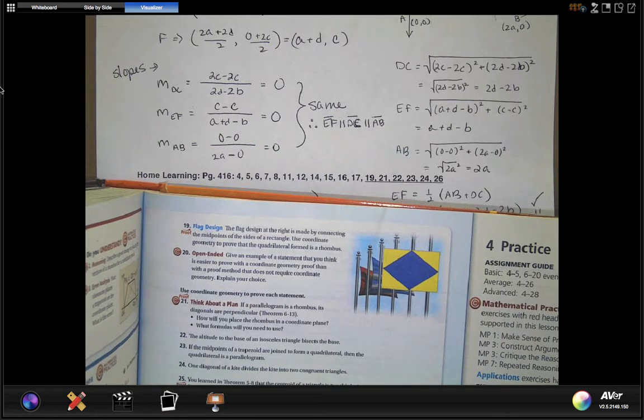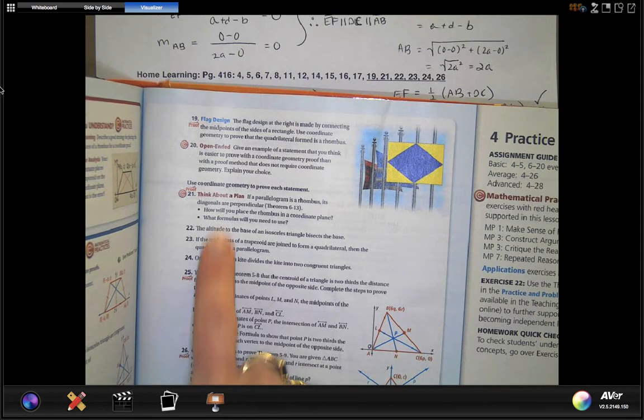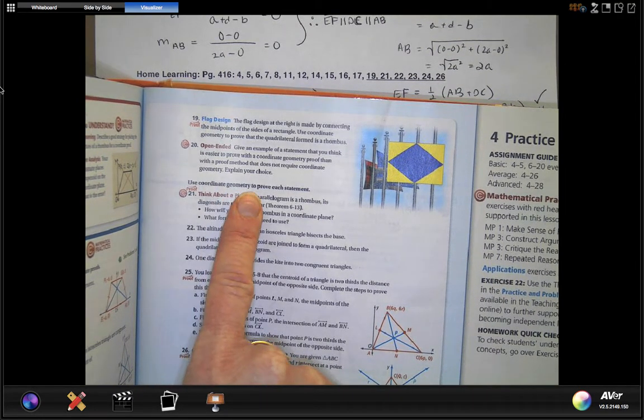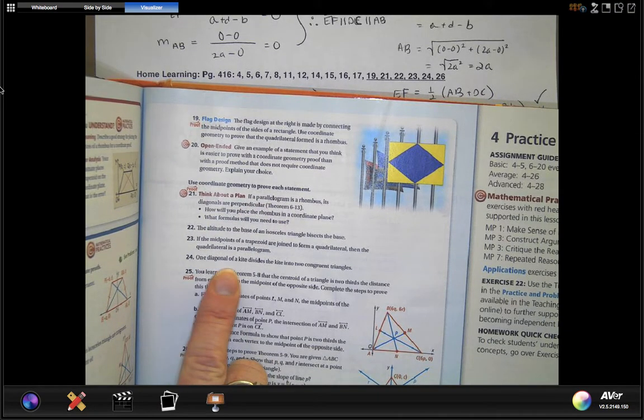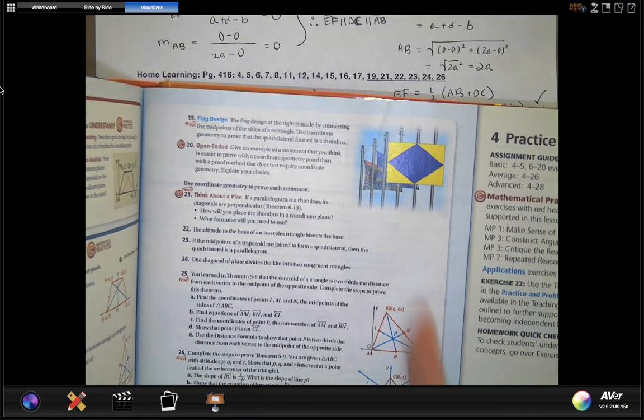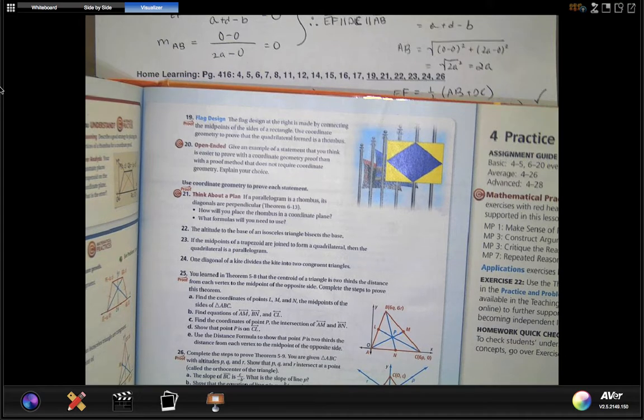All right, let's do 24. It says up above, use coordinate geometry to prove each statement. One diagonal of a kite divides the kite into 2 congruent triangles. All right.